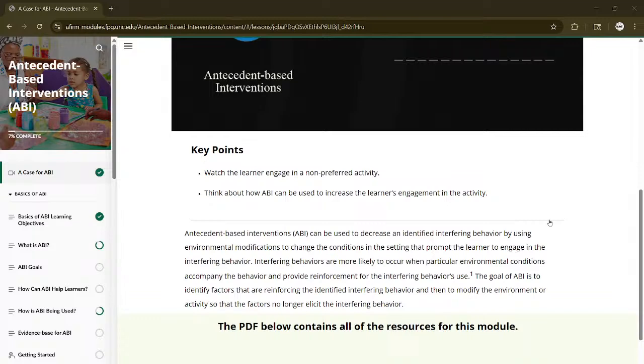Antecedent-based interventions can be used to decrease an identified interfering behavior by using environmental modifications to change the conditions in the setting that prompt the learner to engage in interfering behavior. Interfering behaviors are more likely to occur when particular environmental conditions accompany the behavior and provide reinforcement for the interfering behavior's use. The goal of ABI is to identify factors that are reinforcing the identified interfering behavior and then to modify the environment or activity so that the factors no longer elicit the interfering behavior.